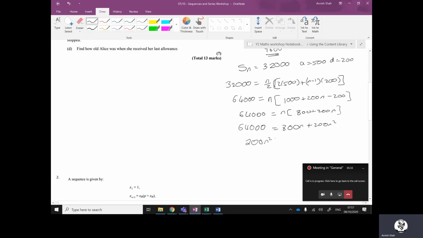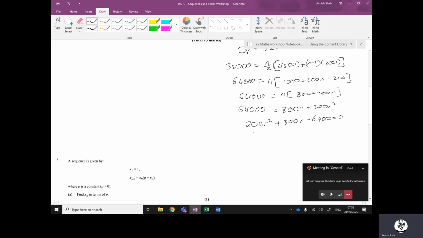So if we bring everything to one side, and these numbers seem like they can be cancelled down, so I'm going to divide everything by 200. So n squared plus 4n minus, and if you divide that by 200, you get 320. We can factorize this. So n minus 16, n plus 20, which means that n is 16 or n is minus 20, but n can't be minus 20.